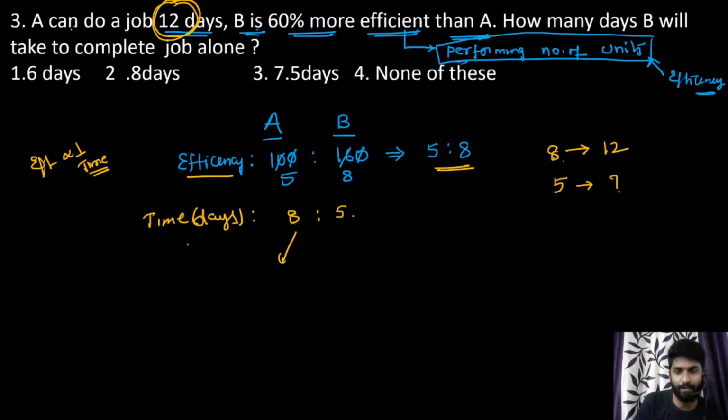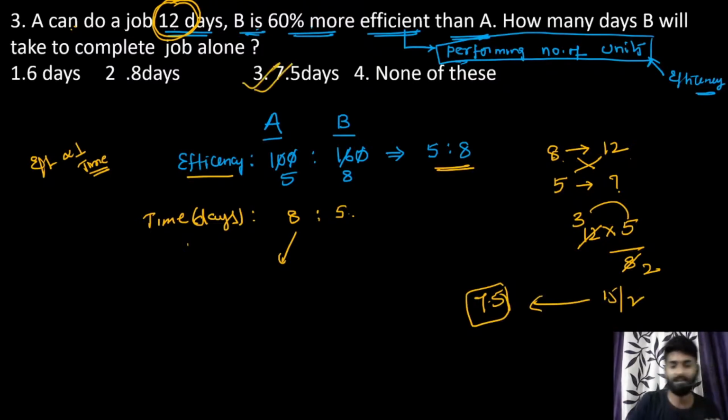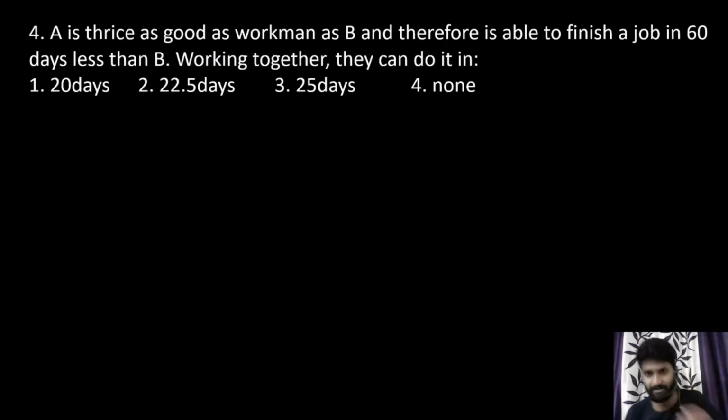A has 8 units. If 8 units is equal to 12, then 5 becomes how much? Just cross multiply, guys. The answer becomes 12 into 5 divided by 8. 4 ones are 4, 4 twos are 8, 4 threes are 12, 60 by 8, which is 15 by 2, and the result becomes 7.5 days. The answer is 7.5 days.